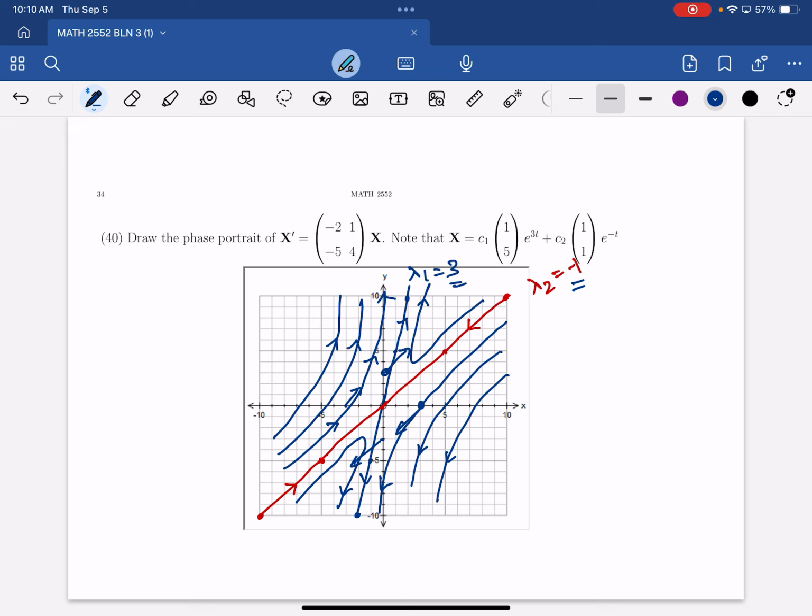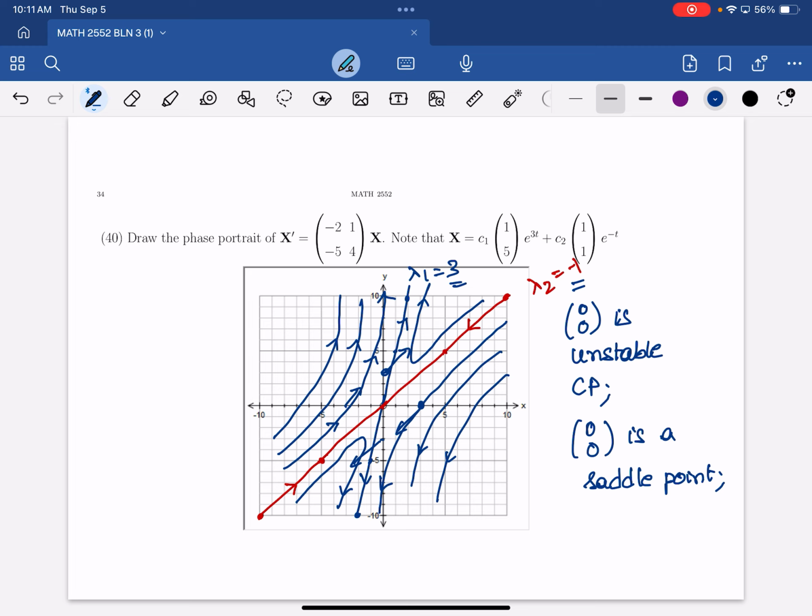So what can I conclude? I can conclude by saying that my solutions are going away from the origin. So I can say (0, 0) is an unstable critical point, and (0, 0) is in fact a saddle point. It is not asymptotically stable. It is not stable. It is unstable because the solution curves are going away from the origin. They are never able to converge to the origin, so that's why it is unstable.